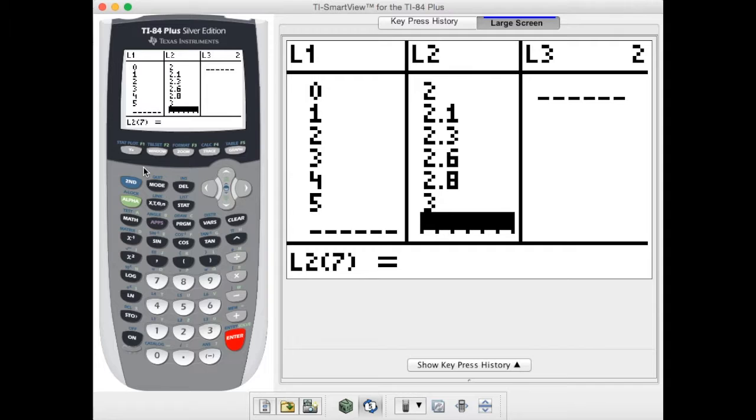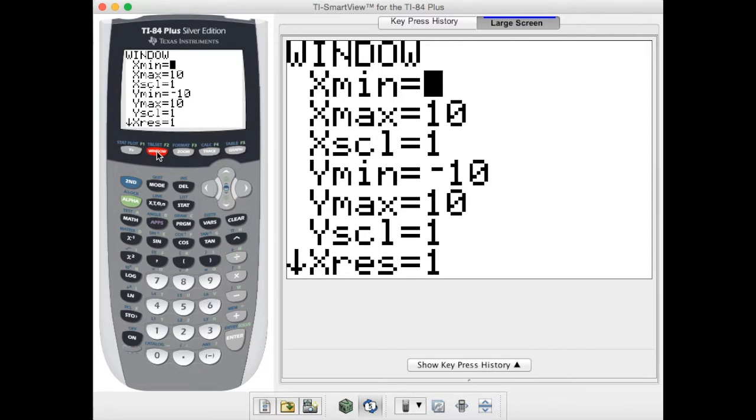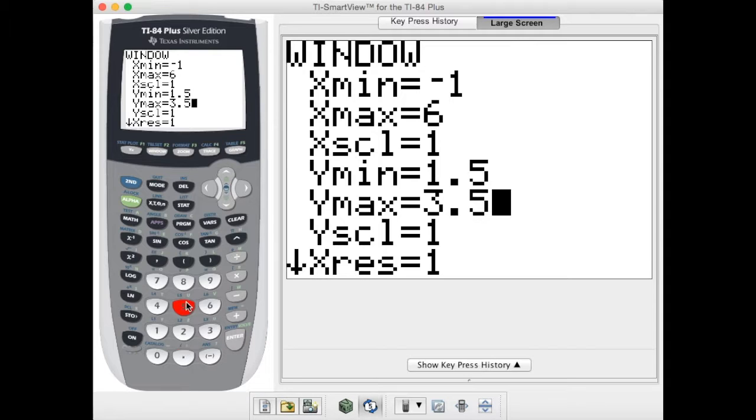a scatter plot first. So I'm going to go to Window, and I know my x values go from 0 to 5, so I'm going to go a little less than 0, just so I can see that y-axis. I'm going to say -1, and I'll go a little higher than 5. I'll go to 6. Counting by ones looks good. And my y values go from 2 to 3, so I'm going to go 1.5, a little smaller than 2, to 3.5, which is a little higher than 3. And I'll count by 0.5s.